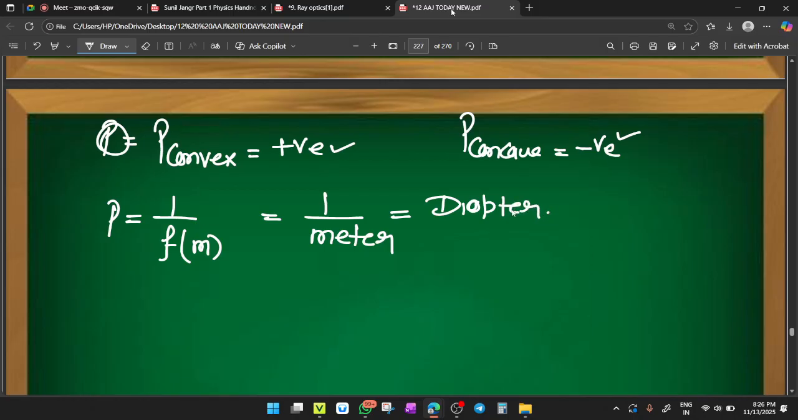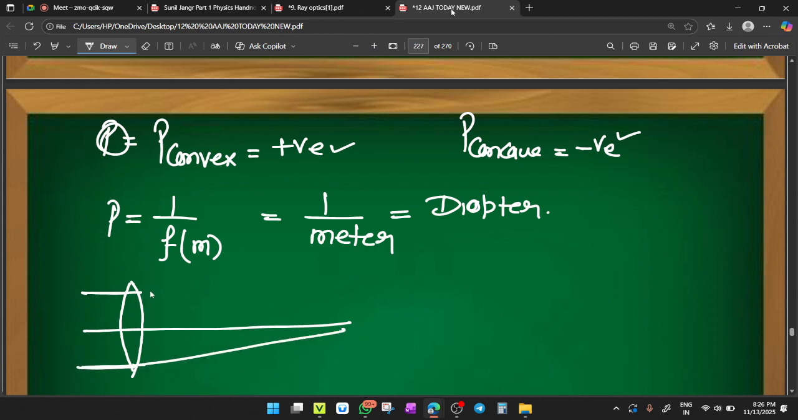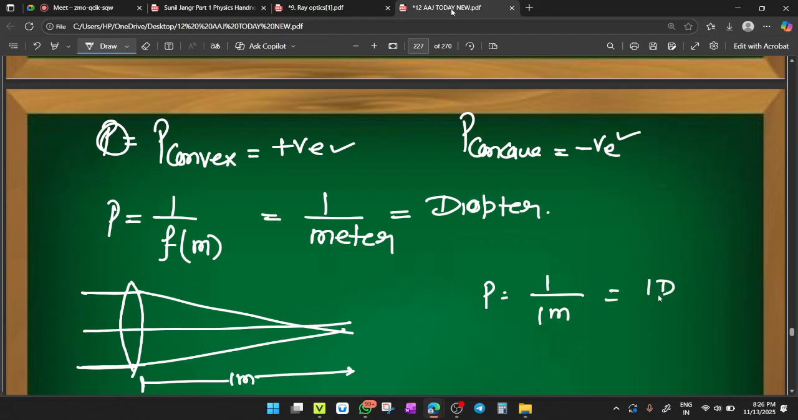Okay, so the SI unit of power is the diopter. So what is one diopter? If you want to define one diopter: if a lens having a focal length of 1 meter can focus parallel rays up to a distance of 1 meter, then power is equal to 1 upon 1 meter. It becomes one diopter. Clear or not clear?